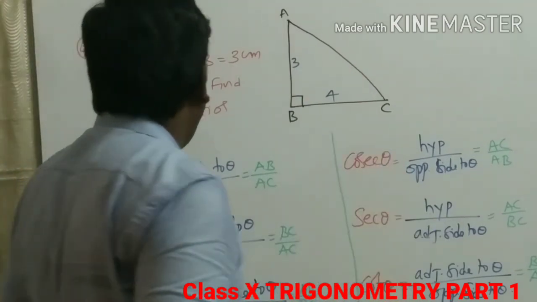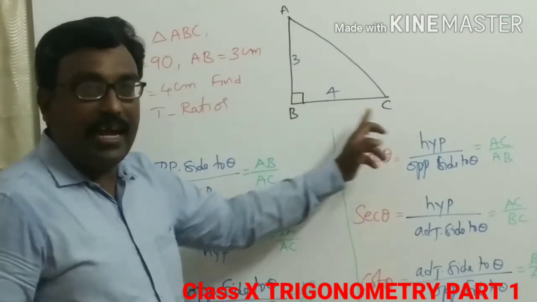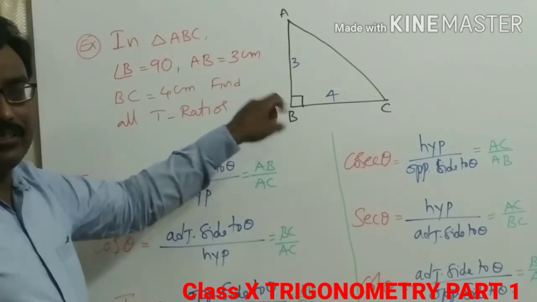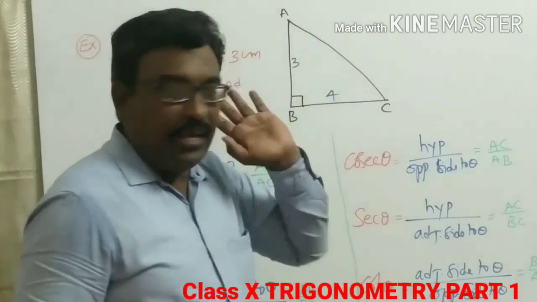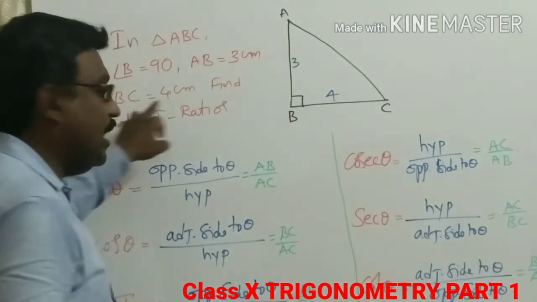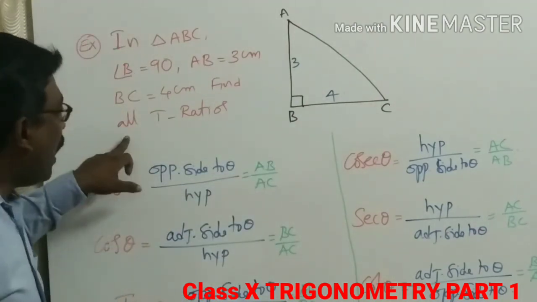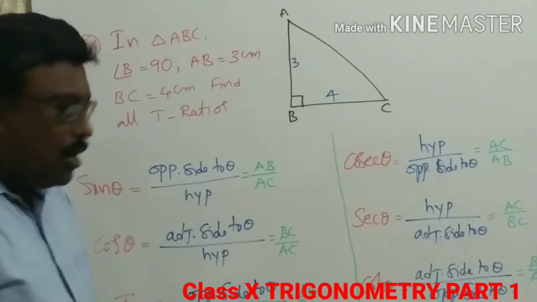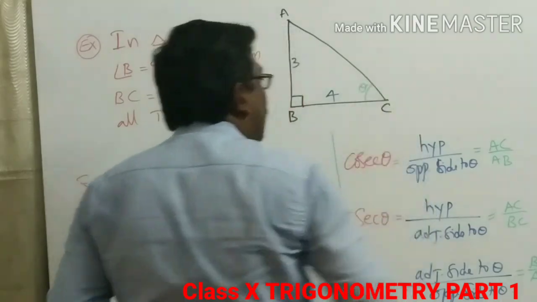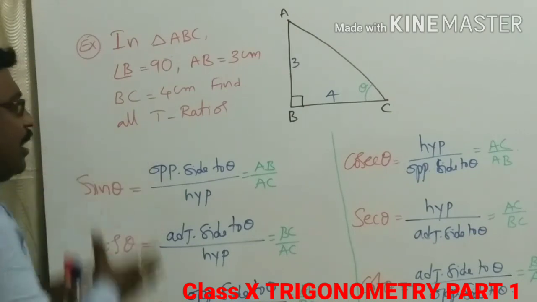Okay, friends. Now, one example we will see. In triangle ABC, angle B is equal to 90 degrees. So this is a right angle triangle. AB is equal to 3 centimeters and BC is equal to 4 centimeters. So what is he asking? Find all T ratios, provided theta is given at C.